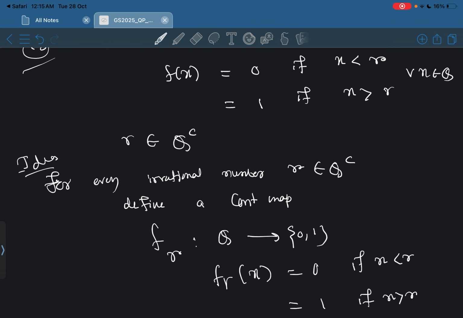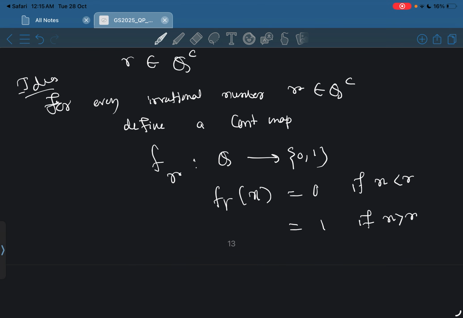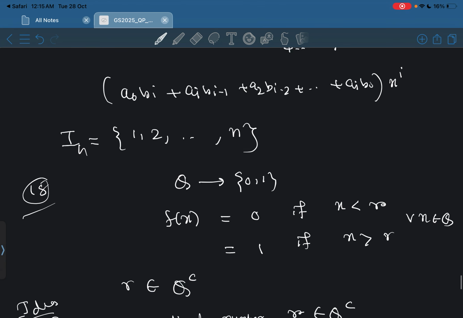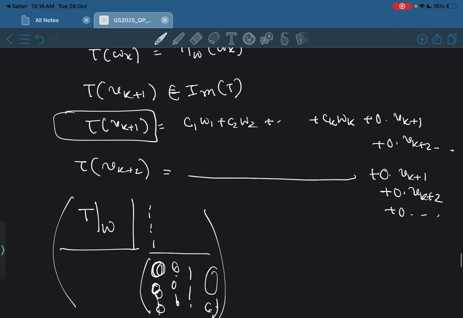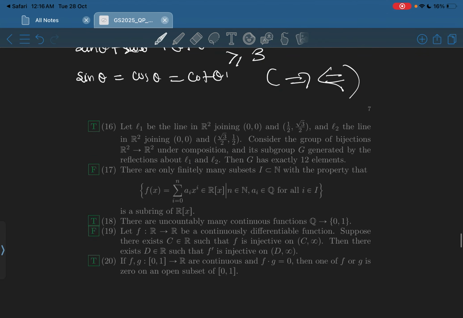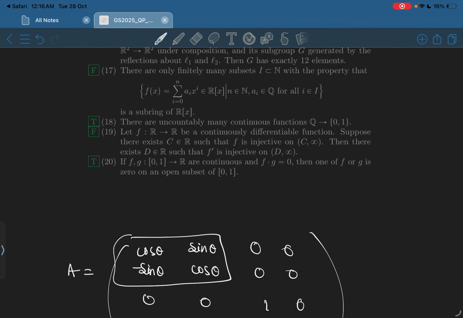So the singletons {0} and {1} are open, so the inverse image of each open set must be open. These inverse images are minus infinity to r intersection Q, which is open, and r to infinity intersection Q, which is also open inside Q. Hence this is a continuous function. So there are uncountably many continuous functions because there are uncountably many irrational numbers. For every irrational number we can define a continuous function, and all these functions are distinct. That's why there are uncountably many continuous functions from Q to {0, 1}.